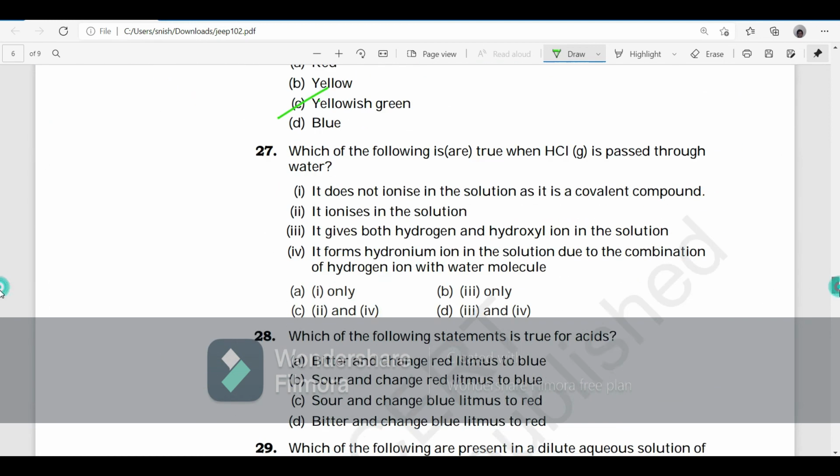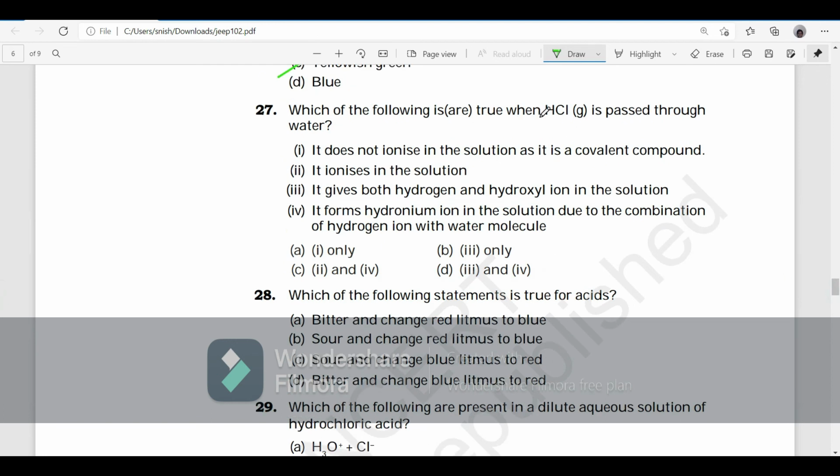Now, which of the following is or are true when HCl gas is passed through water? It does not ionize in the solution as it is covalent. It ionizes in the solution. It gives hydrogen and hydroxyl ion in the solution. It forms hydronium ion in the solution due to the combination of hydrogen ion with water molecule. It of course ionizes in the solution, so the first is wrong. Eliminate that option. 2 must be there because it does ionize in water.